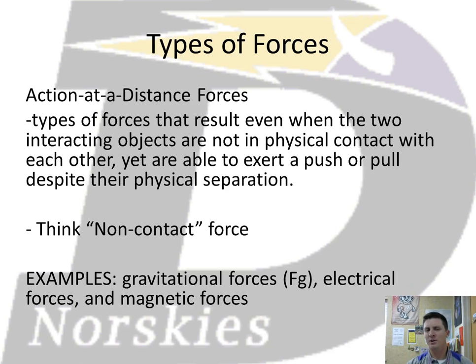The second category of forces are called action at distance forces. To be very simple, these are called non-contact forces. So this involves objects that are interacting, but they do not physically touch each other. The main example we're going to talk about is gravitational forces, or gravity, basically the pull of the earth on an object. And then there are also electrical forces and magnetic forces. We will not touch on electrical and magnetic. Gravitational force is probably the only non-contact force we'll look at.